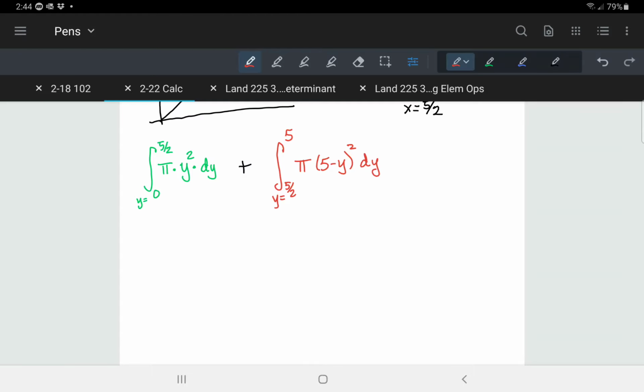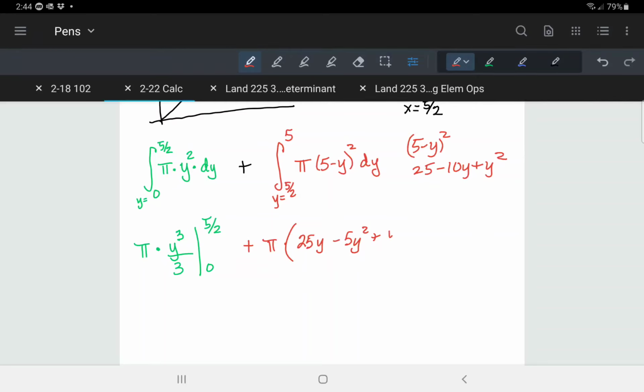Okay, so this is just basic polynomials once we have it set up. This will be pi times y cubed divided by 3. We evaluate that from 0 to 5 halves. Plus pi times, now you'll expand this, and when you get done integrating, remember (5 minus y) squared is 25 minus 10y plus y squared. So once you integrate, we'll get 25y minus 5y squared plus y cubed over 3. And you need to evaluate that from 5 halves to 5.